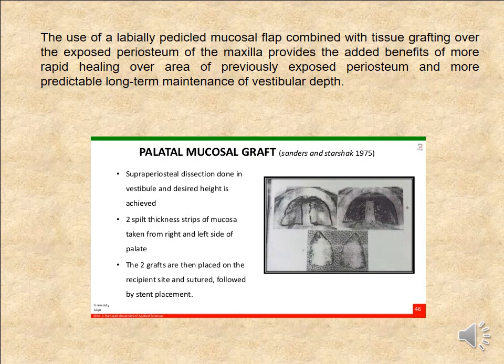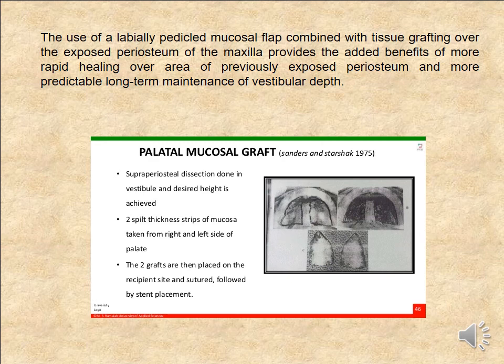The use of a labial pedicle mucosal flap combined with tissue grafting over the exposed periosteum of the maxilla provides the added benefit of more rapid healing over the area of previously exposed periosteum and more predictable long-term maintenance of vestibular depth. The palatal mucosal graft is another technique, taken from the palatal side to cover the area of the labial or buccal mucosa of the maxilla.